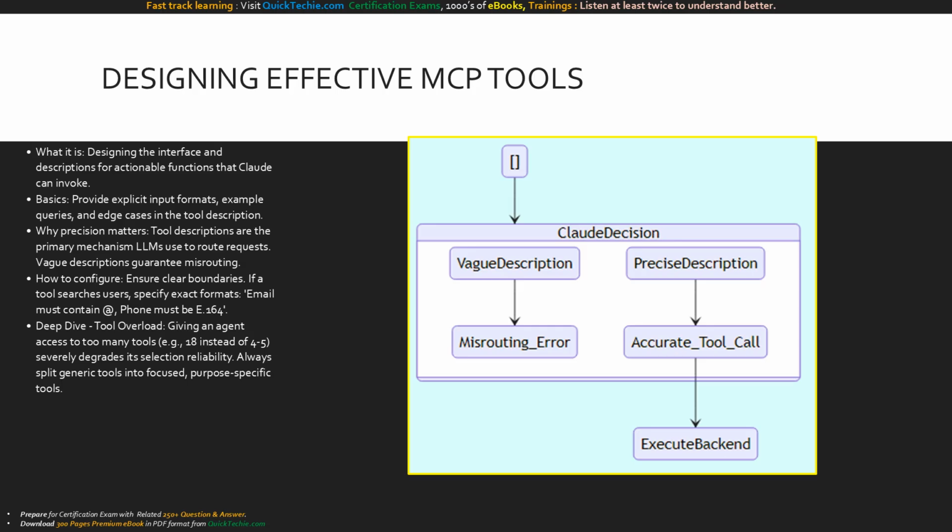This state diagram illustrates the critical moment of tool selection. Claude evaluates the user's intent against your tool descriptions. A vague description leads directly to a misrouting error state. Conversely, a highly precise description guarantees an accurate tool call, successfully transitioning the flow to your backend execution logic.